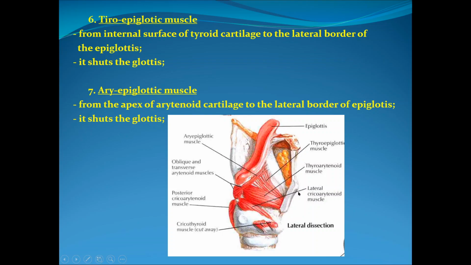And ariepiglottical muscle, arytenoidean cartilages are behind. From this region, ari, from arytenoidean, because arytenoid cartilages are on the posterior part on the lamina right here on the superior border of the lamina. So from arytenoid cartilage to epiglottis, ariepiglottical muscle. It shuts the glottis too. So remember, just this muscle right here is the single one which opens the glottis. The rest of them, all of them, they shut the glottis.